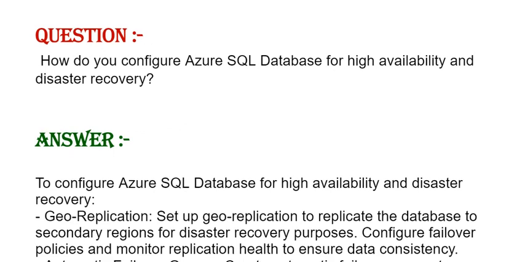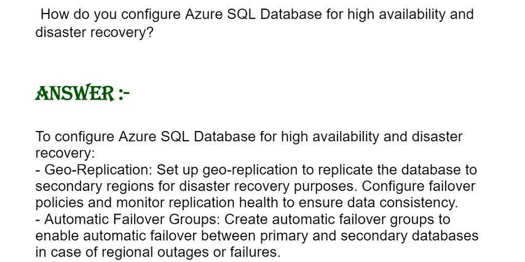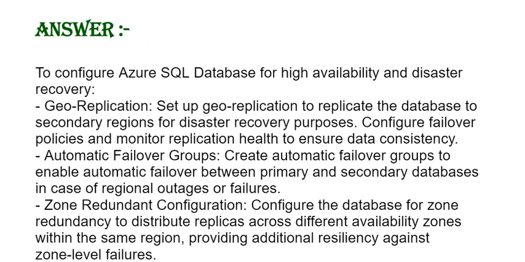Our next question is, how do you configure Azure SQL database for high availability and disaster recovery? Your answer should be, to configure Azure SQL database for high availability and disaster recovery, first one is geo-replication. Set up geo-replication to replicate the database to secondary regions for disaster recovery purposes. Configure failover policies and monitor replication health to ensure data consistency.